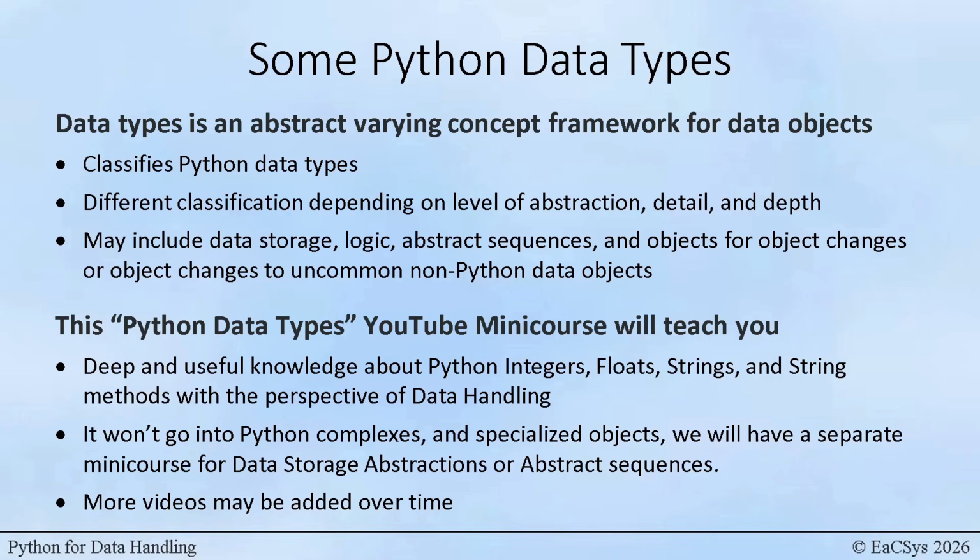In this mini course, we will teach you to use Python integers, Python floats, Python strings, and Python string methods. You will learn deep and useful knowledge about Python integers, floats, and strings, all with the perspective of data handling. We will skip the complex data type because it has very little practical explicit use in data handling applications. It requires a bit more mathematics and abstract thinking, plus that its use generally is limited to certain uncommon special applications.